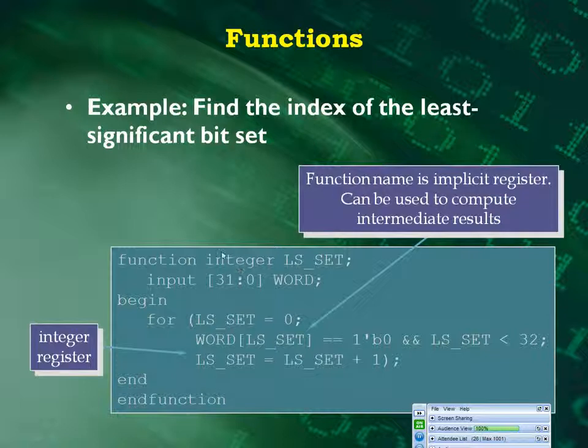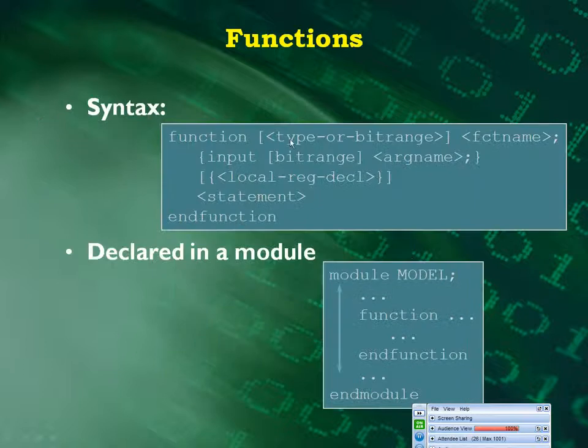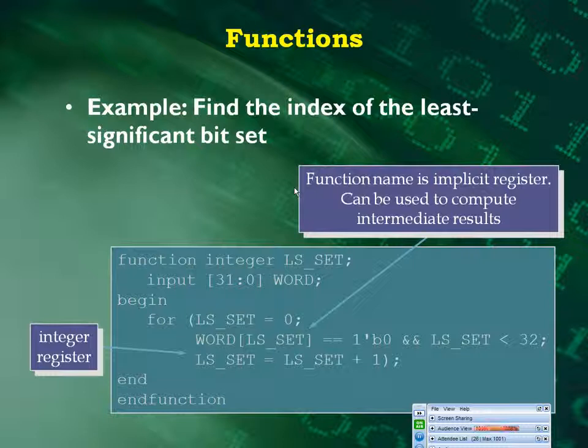Now here's a function, and in this case we said that it's an integer. So let's go back just so you can see the type. So the type of the function is integer in this particular example. And we said that it has an input 32 bits wide called word. Now the function name itself is an implicit register, and it can be used to compute these intermediate results. So you see here in the calculations we're actually using the name of the function as an implicit register. Okay, so we're doing calculations with that name of the function.